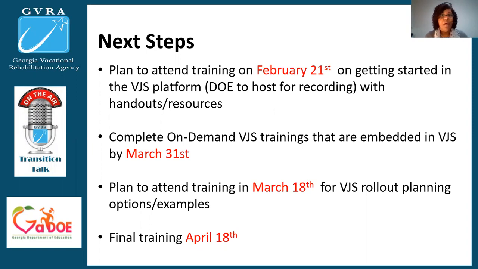We want you to complete the on-demand VJS trainings that are going to be embedded in the virtual job shadow platform by March 31st. When we meet the next time, we're going to give you the names of those on-demand trainings and show you where to find them. You can do them at your own pace, but they must be done by March 31st because this is the knowledge base you'll need to have in order to be administrators or to work this platform, or to be very familiar with the platform. Thank you, Newton County, for letting me know about the 18th. I appreciate it.